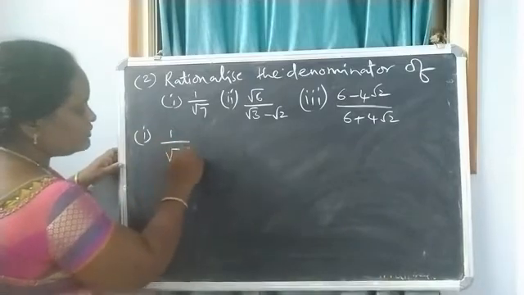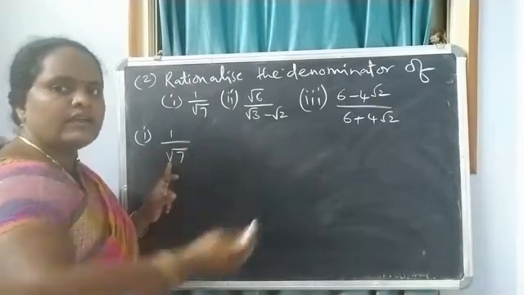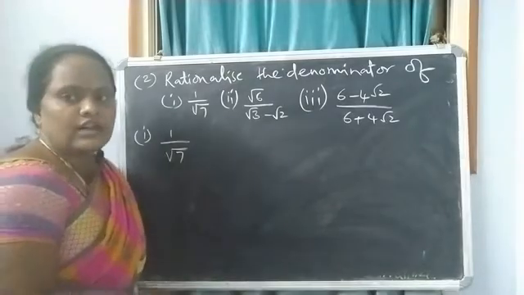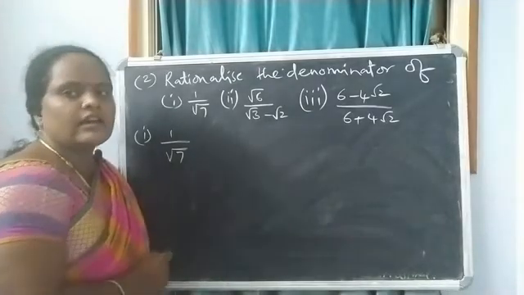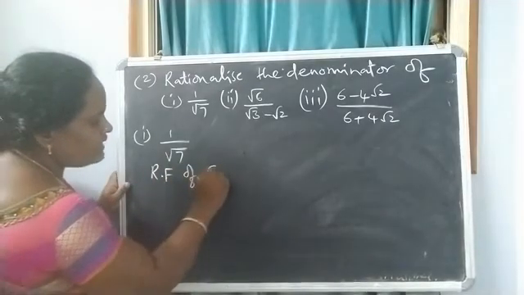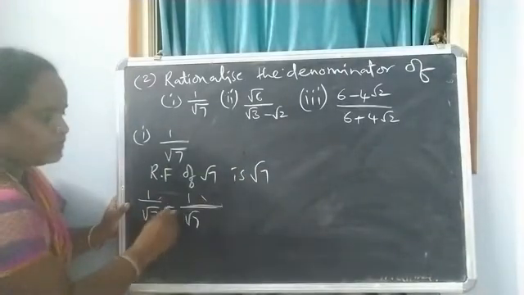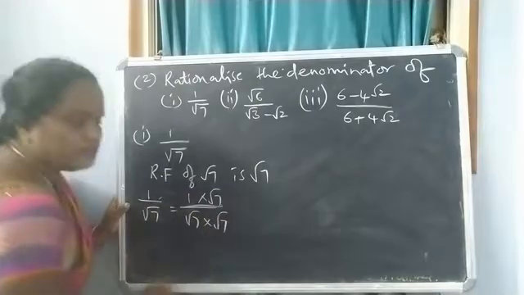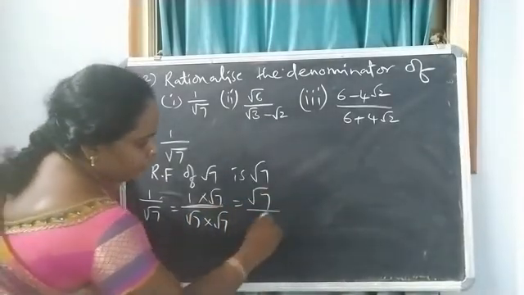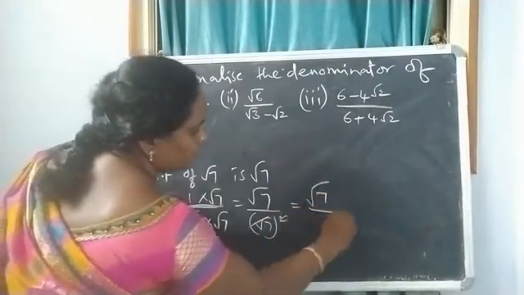So here 1 by root 7 is there. Here the denominator is root 7, which is irrational. This should be converted to a rational number. To convert the denominator into a rational number, we need to multiply with its rationalizing factor. What is the rationalizing factor of root 7? That is root 7. So we multiply 1 by root 7 in the numerator as well as the denominator. 1 into root 7 is root 7, divided by root 7 into root 7, that is root 7 whole square. Square and square root cancel. That is equal to root 7 by 7.